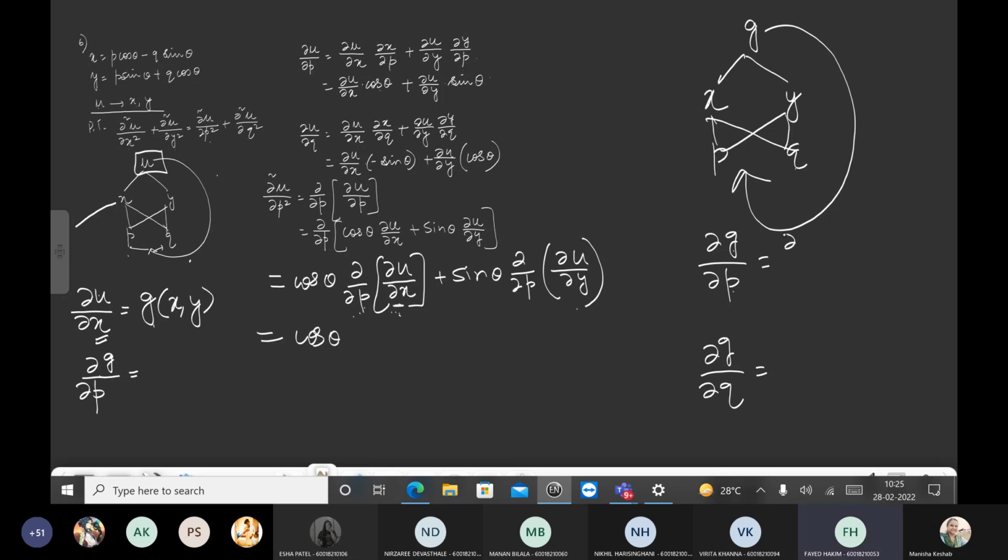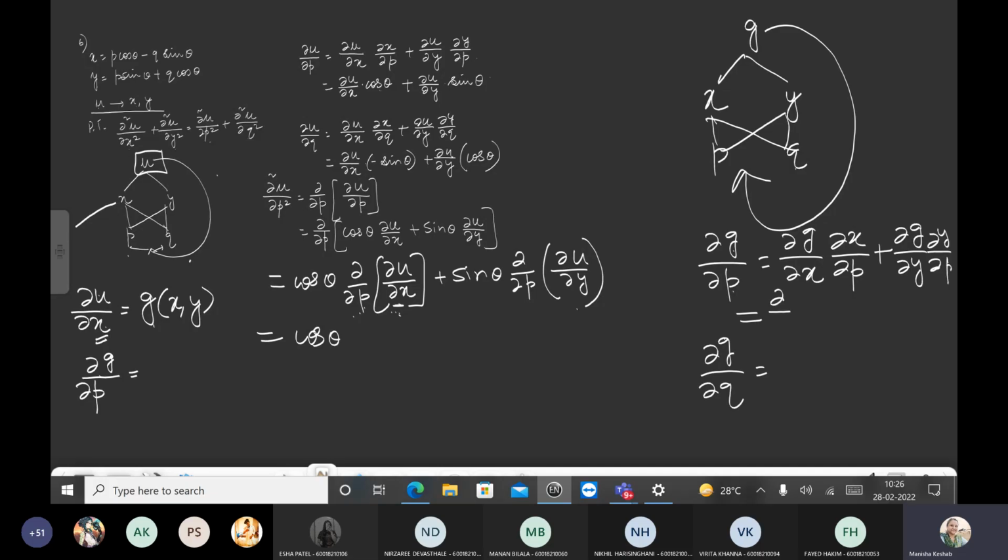It will be del g upon del x into del x del p plus del g upon del y into del y del p. Correct. Now what is g? g is our del u del x, right? So if we make g equal to del u del x, what will happen?